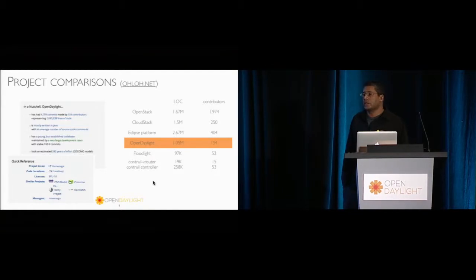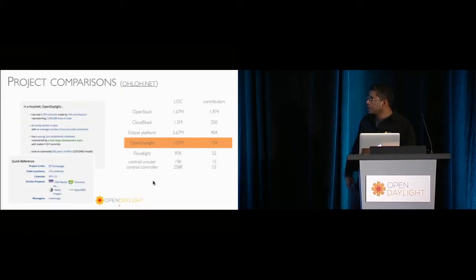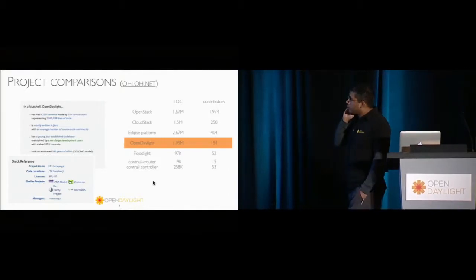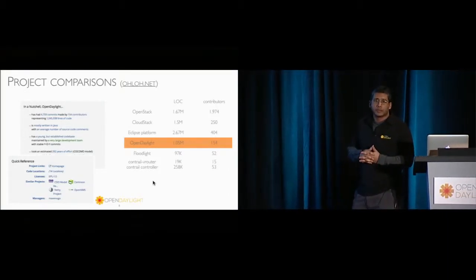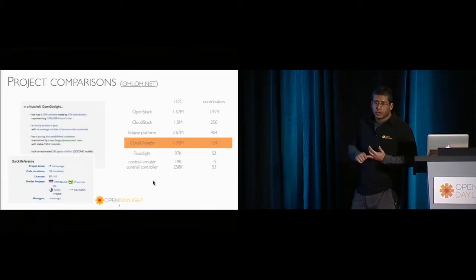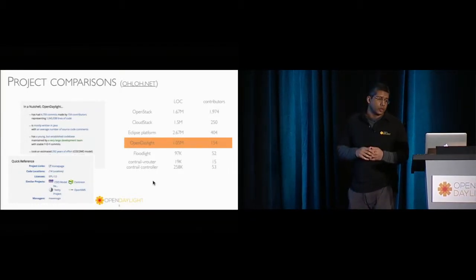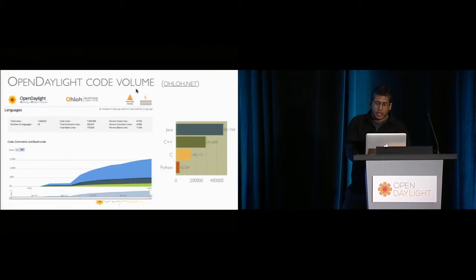So it's also interesting to compare this to other open source SDN controller projects. So I took Floodlight and the Open Contrail projects, and if you compare those two, you can see that OpenDaylight, just from a code perspective, has a lot more contributors as well as code in the project. And even from an activity point of view, as measured by Ohloh, it's considered to have very high activity.